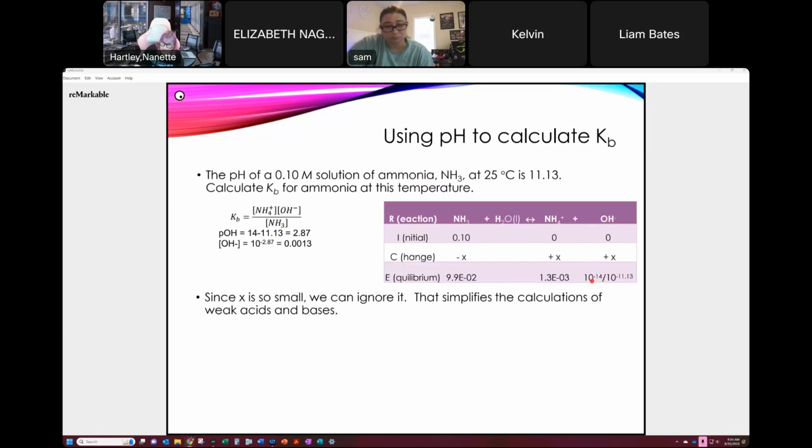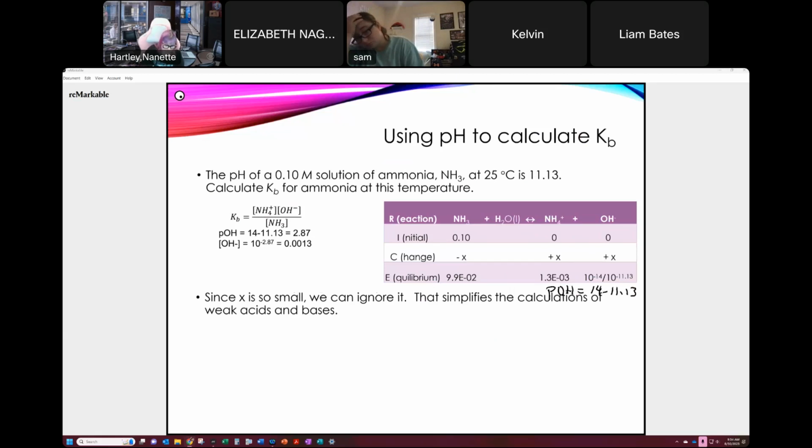can take the Kw and use that to work with this. I can either take 10 to the negative 11.13, which is the H plus, and divide that into Kw, which was 1 times 10 to the minus 14th, which is what is written here. Or I can calculate that my pOH is equal to 14 minus that 11.13 and do it that way.